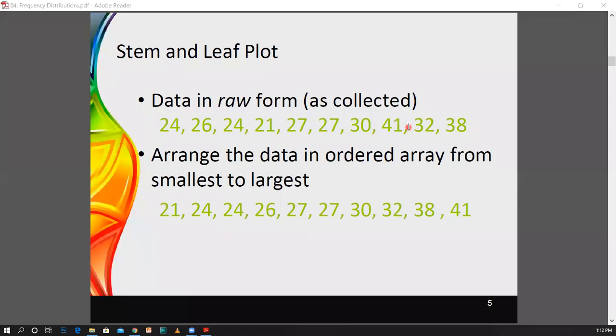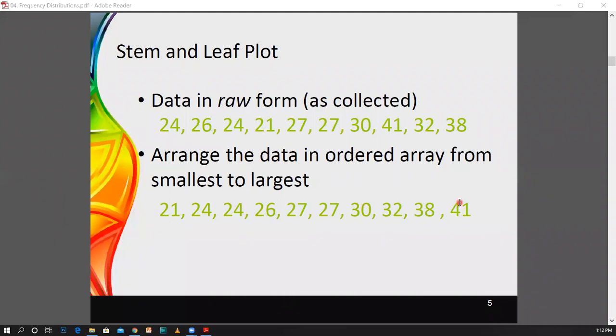rearrange the numbers. Normally, we have numbers inside the stem and leaf plot. First of all, we have to rearrange the numbers in ascending order. If you rearrange the numbers in ascending order, it means you order the numbers from smallest to largest. Then you will get an array. This is said to be an ordered array of numbers. The ordered array would be 21, 24, another 24, since we have two 24s, then 26, 27, 27, 30, 32, 38, and 41.